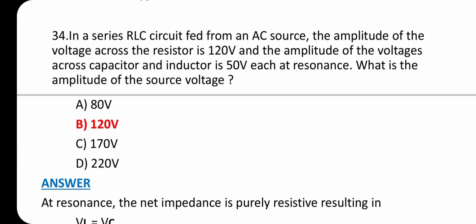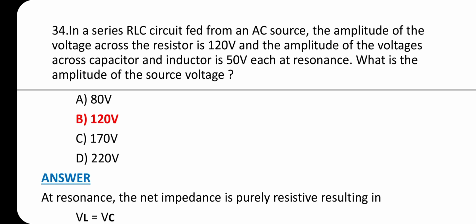The next question is 34. In a series RLC circuit fed from an AC source, the amplitude of the voltage across the resistor is 120 volt and the amplitude of the voltage across capacitor and inductor is 50 volt each at resonance. What is the amplitude of the source voltage? Answer is option B, 120 volt.